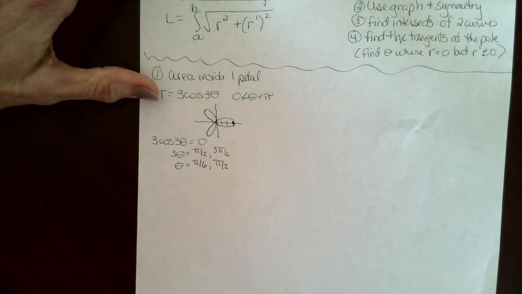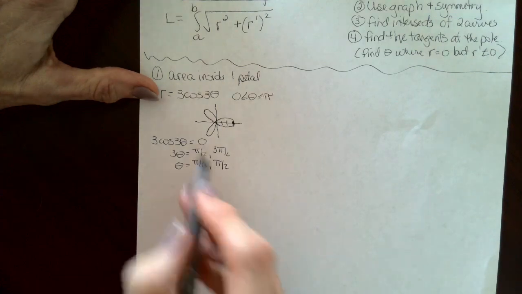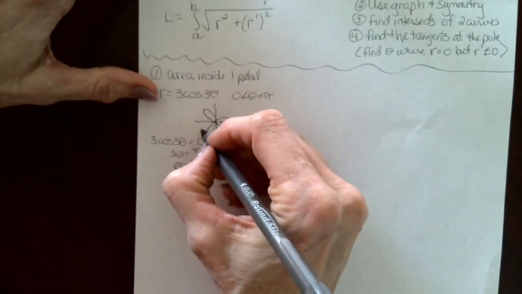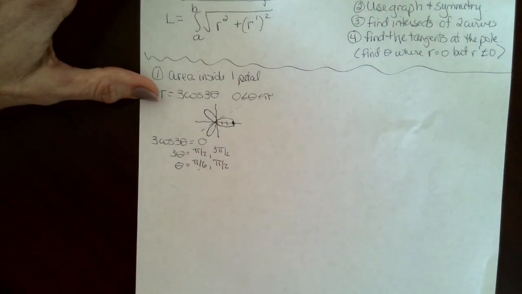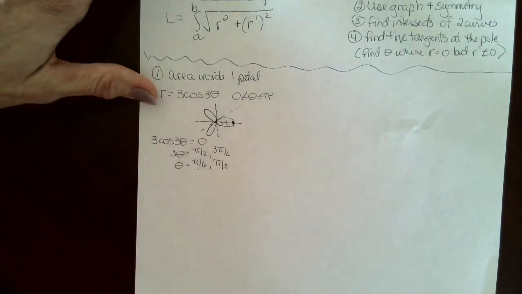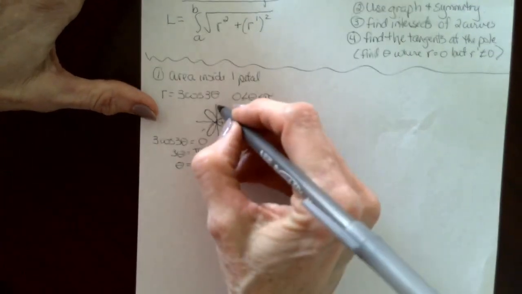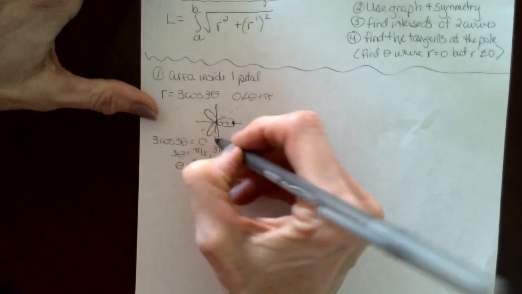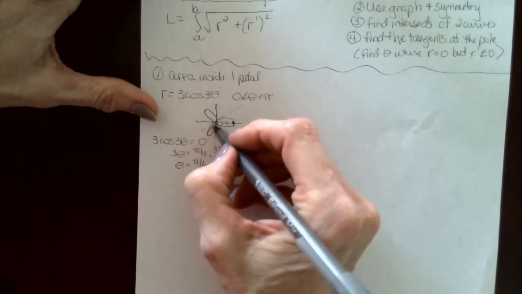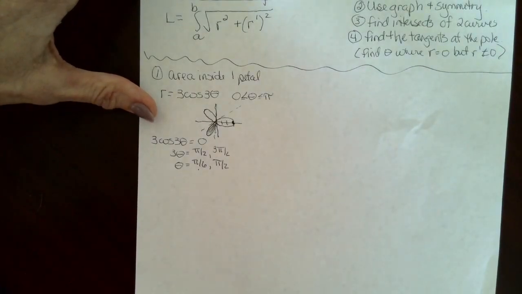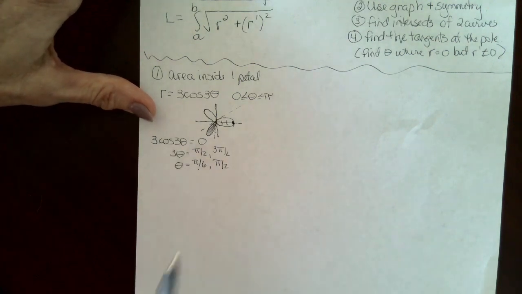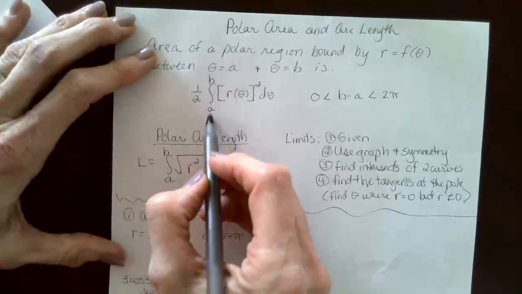We want the area inside one petal, okay? So this pi over 6 right here is my first tangent at the pole. Right there is my first one, pi over 6. My next tangent at the pole is pi over 2, which is right here. So this right here is the petal that is between that pi over 6 and pi over 2. Do you see that? You good with that? Okay, so then let's use those tangents at the pole as our limits of integration. Okay, so here we go.